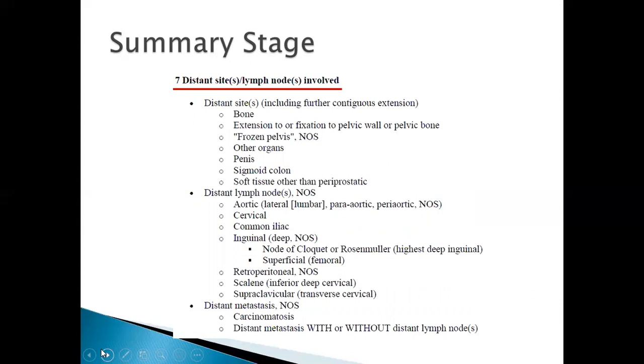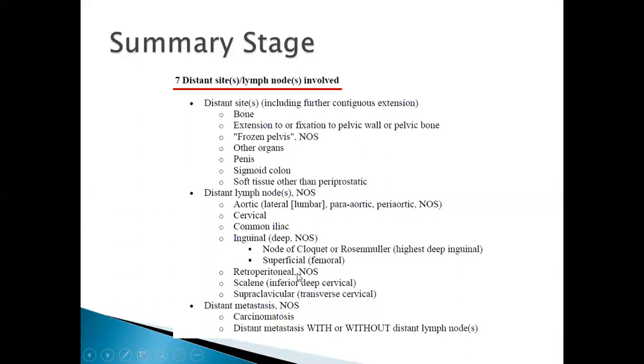Now, two things to note here. Oh, they took it away. That's right, they took it away from this new edition. They used to include the old staging system. That's right, so nothing to ignore there. It's no longer there. Only the direct extensions that would be considered SEER stage or summary stage 7 disease are listed here, okay?